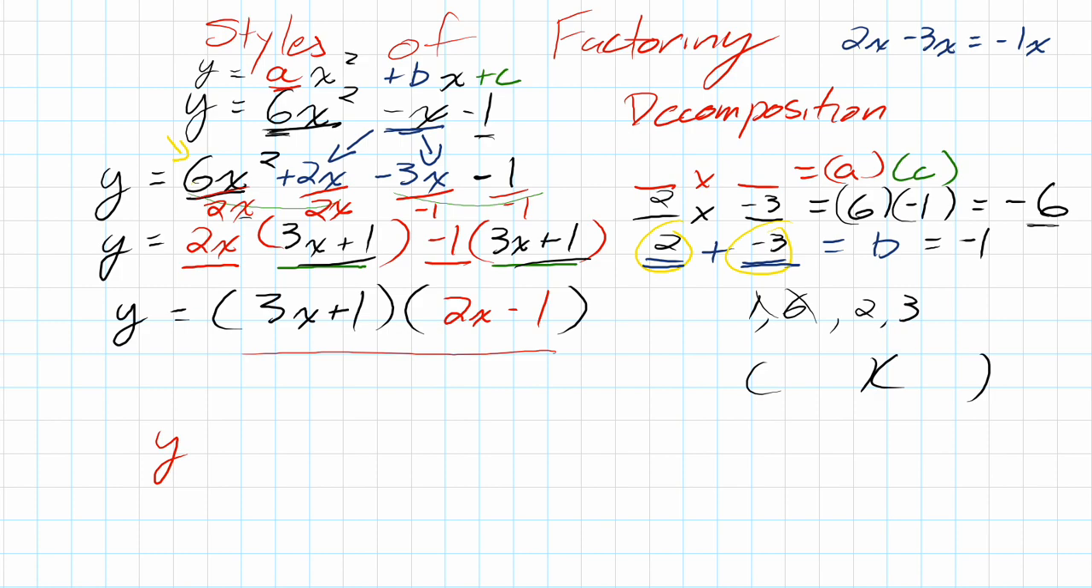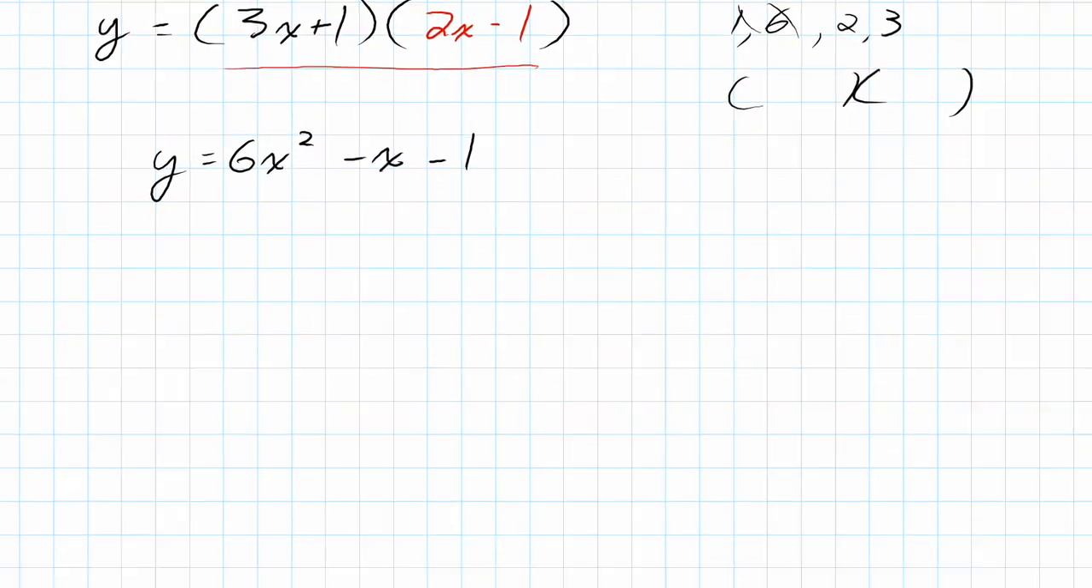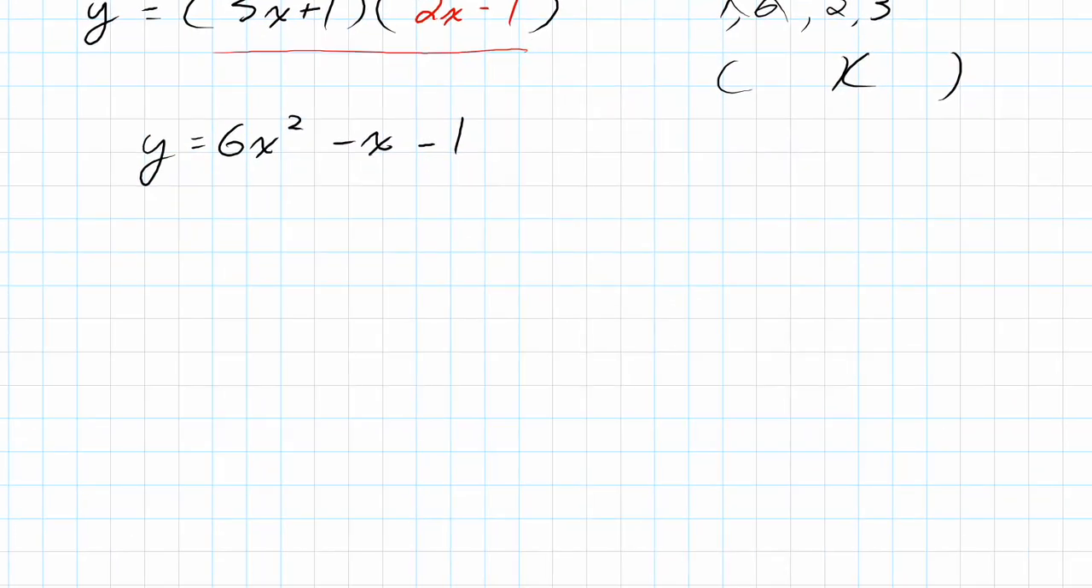Same question. Y is equal to 6x squared minus x minus 1. The goal here is, do we get the same answer as we're trying to do? So I'm going to scroll down a little. Okay. In this one, I'm going to set up a bit of a different looking chart.